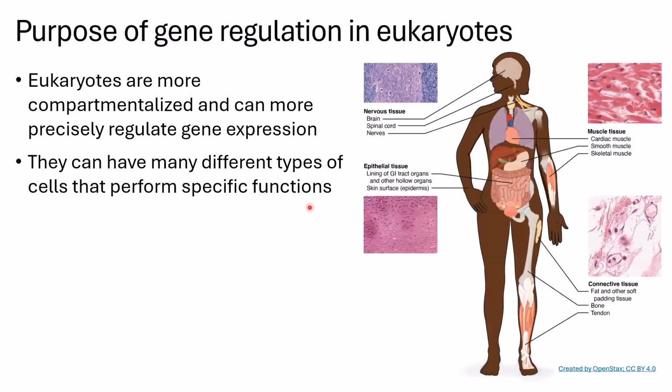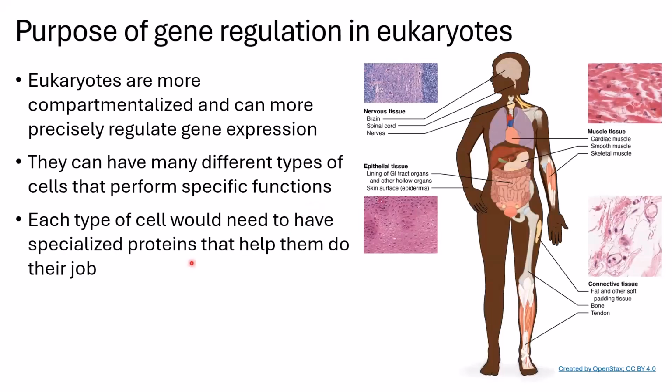Each cell needs to know which genes they need to express and when. For example, you wouldn't want bones growing inside your intestines. This makes regulation of gene expression in eukaryotes critically important for everyday life. Like prokaryotes, eukaryotes can be regulated at the transcriptional level by DNA binding proteins.